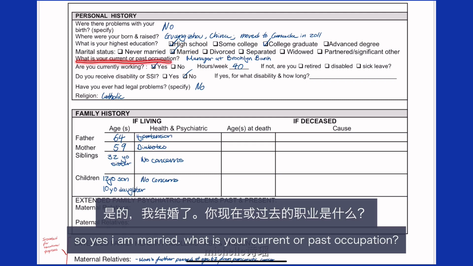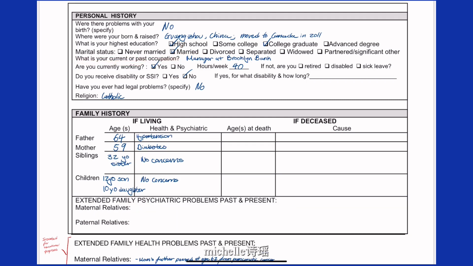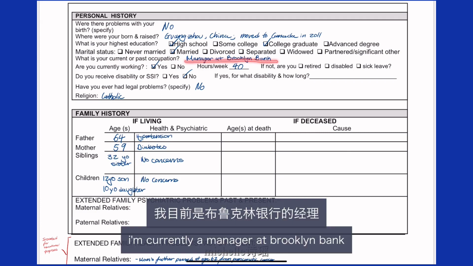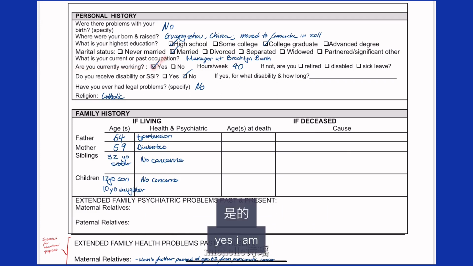What is your current or past occupation? So what is your job? I'm currently a manager at Brooklyn Bank. Are you currently working? Yes, I am.